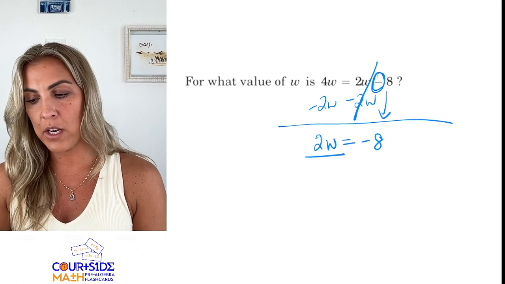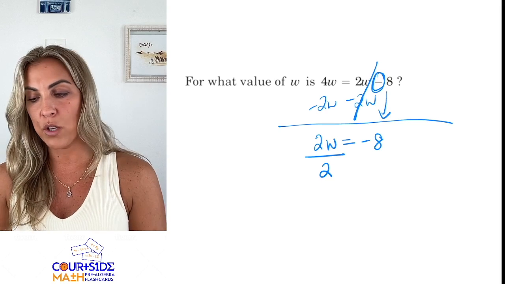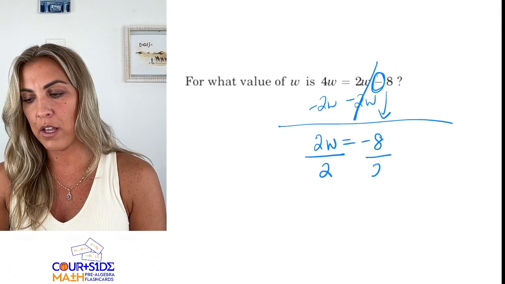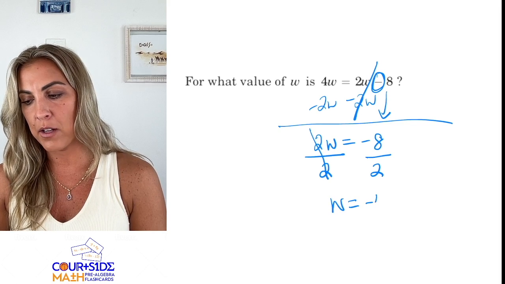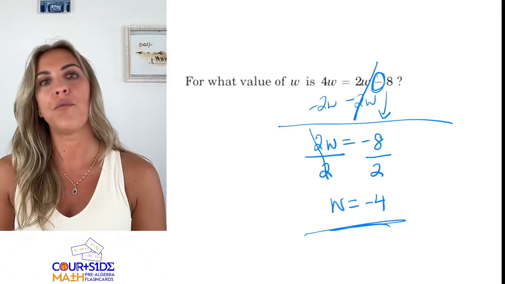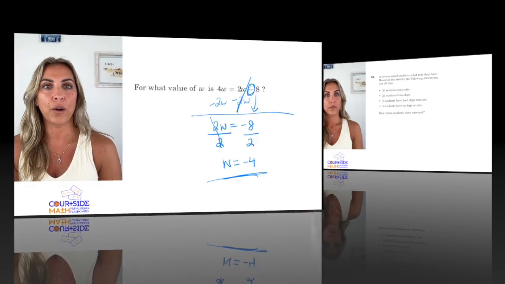Now I have a one-step equation. W is being multiplied by 2, so I'm going to divide to do the inverse and get rid of it. And whatever I do to one side, I do to the other. And negative 8 divided by 2 is negative 4. So the value of w is negative 4.